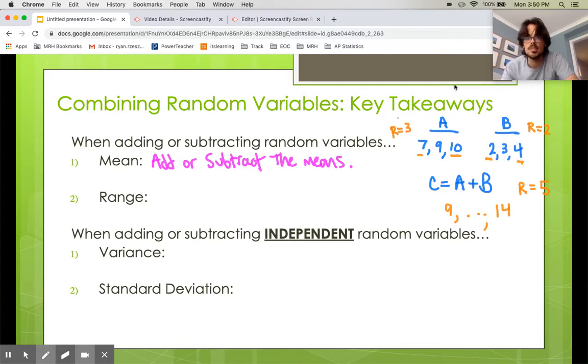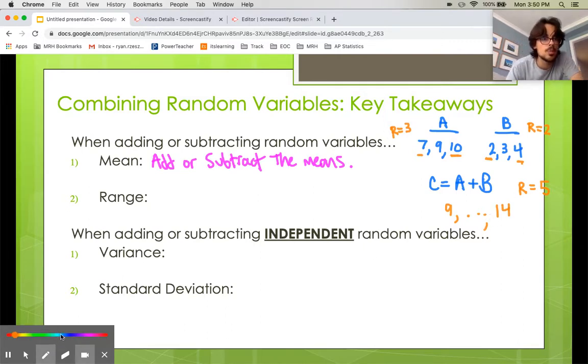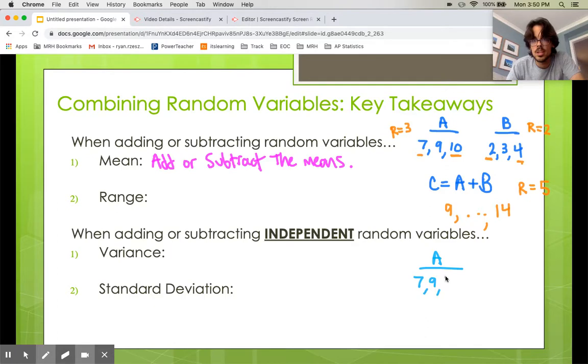So that kind of makes sense. You add the ranges, you get your answer. Here's the part that probably you wouldn't have expected, though. Let's take that same exact problem. A is going to be the numbers 7, 9, and 10. B is going to be the numbers 2, 3, 4. But let's look now at A minus B.